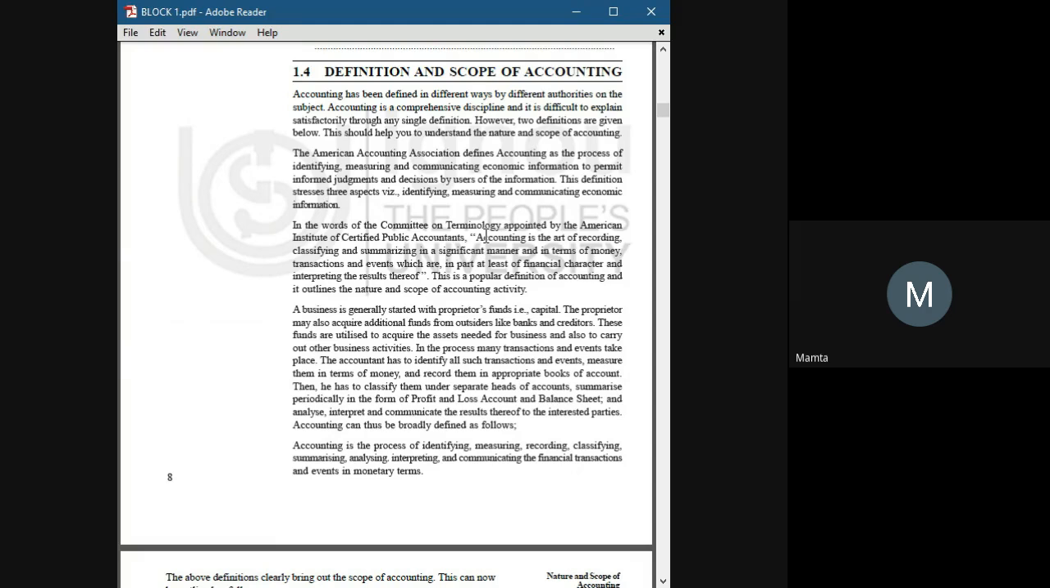So to keep track of those transactions, to keep track of how our business is doing, to know that, we do accounting. Basically, we record each and every transaction which is related to our business and which has a monetary value. Then that is known as accounting. It is as simple as that.